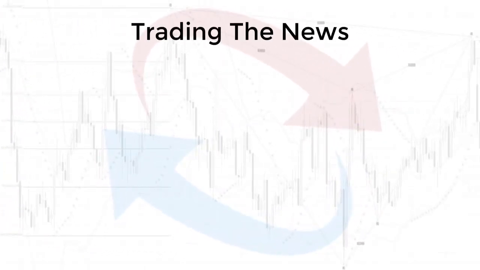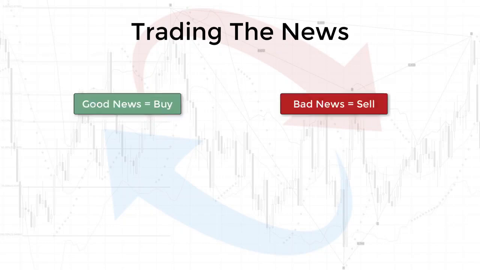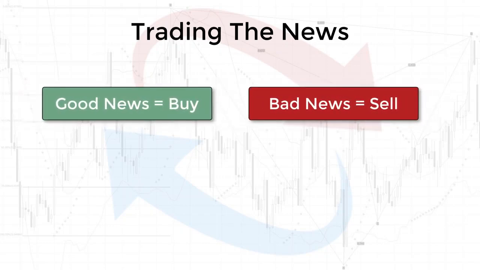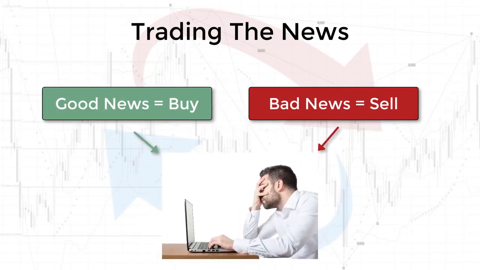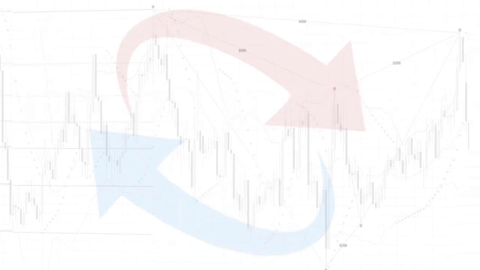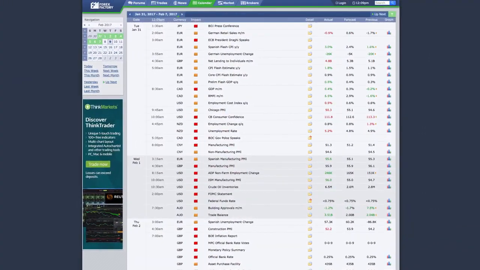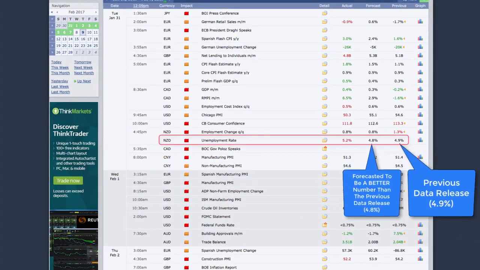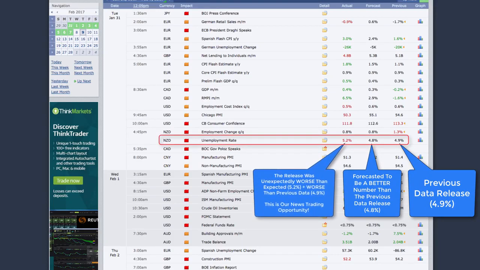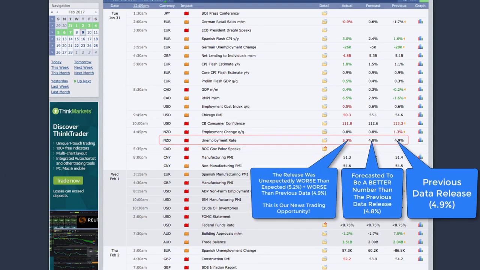If you've tried news trading, you will understand that buying good news and selling bad news can actually be detrimental to your trading account. News should be traded when the unexpected occurs. When news data is forecasted to be better than the previous data release, but the actual release data comes out as extremely negative, this can be a great opportunity to trade because the market has been wrong-footed about the forecasted data.